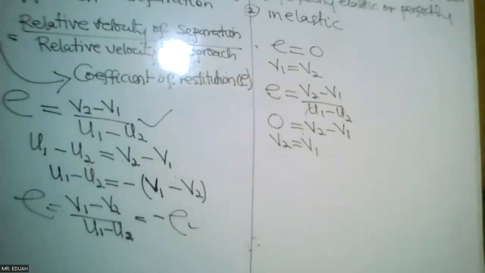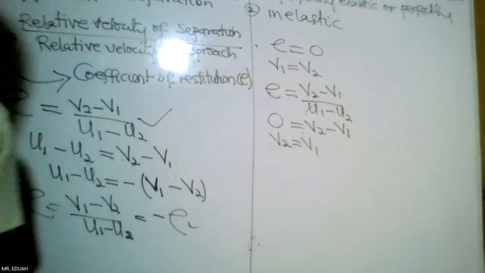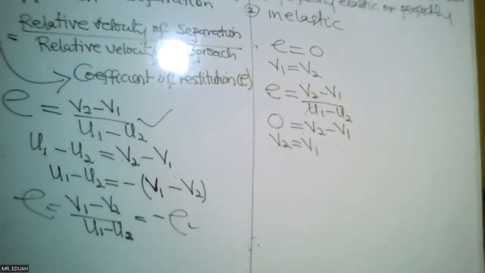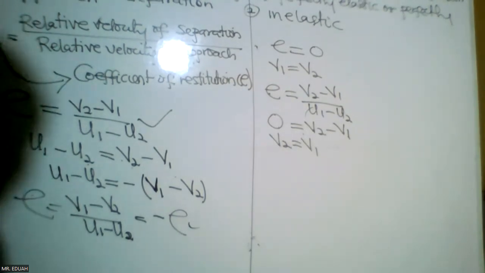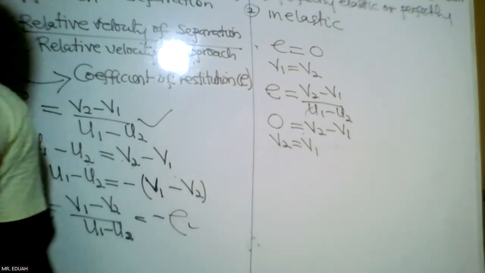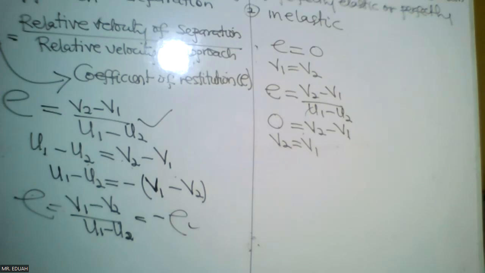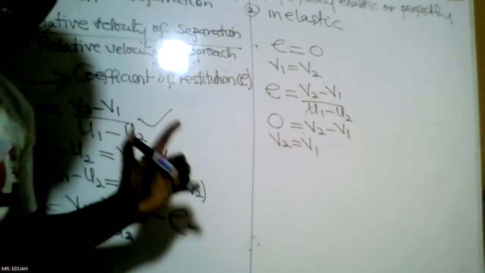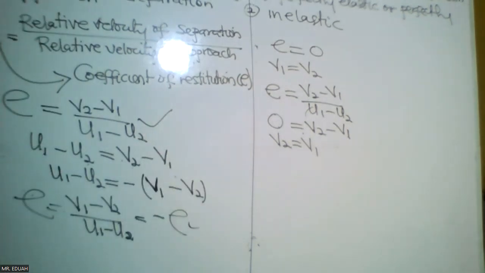So the coefficient of restitution is used to determine whether a collision is perfectly elastic or perfectly inelastic. The second use is that it is used to determine the final velocities of colliding bodies.